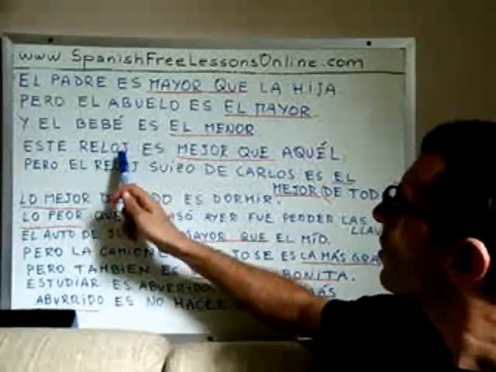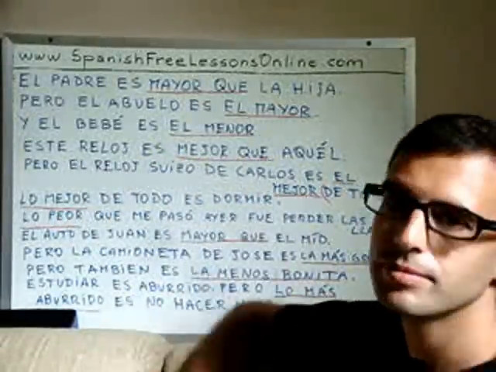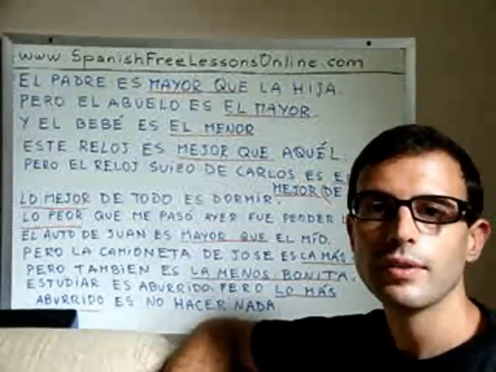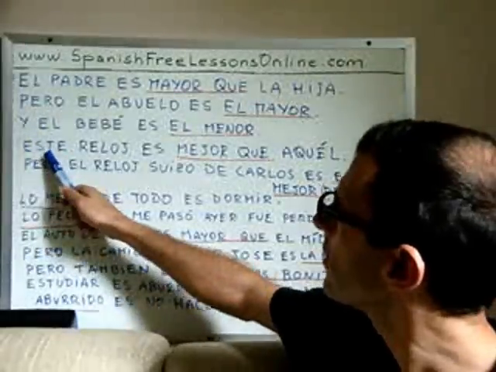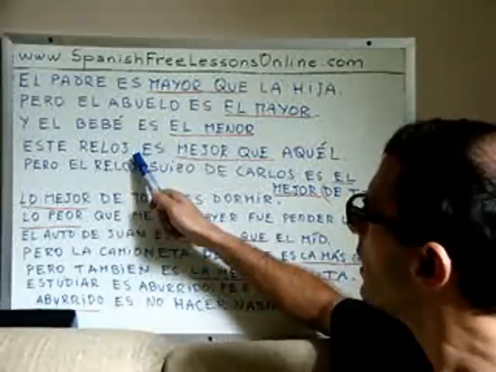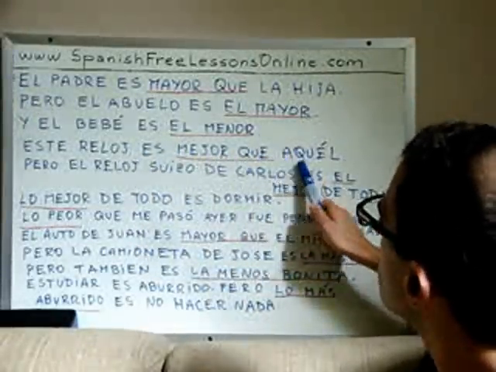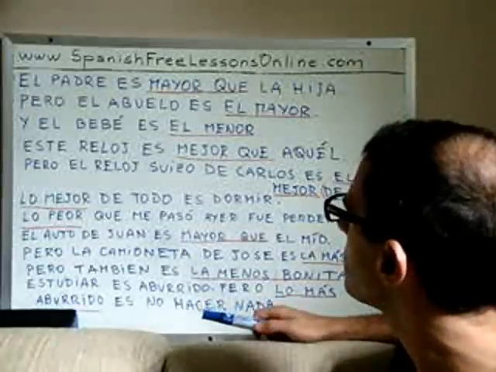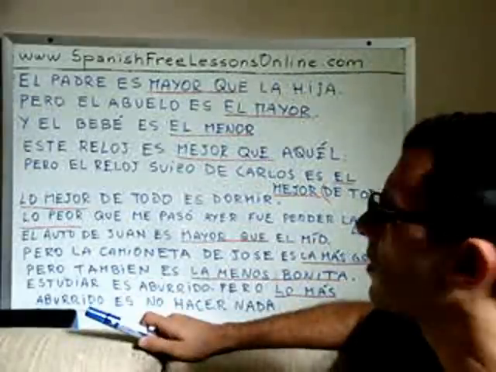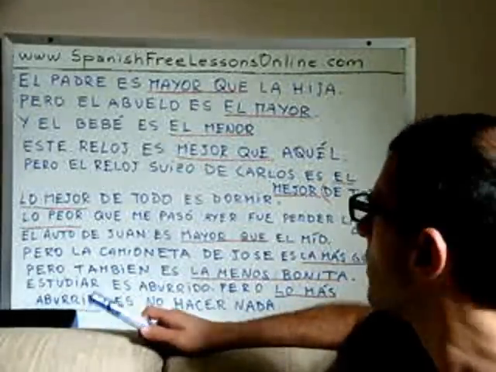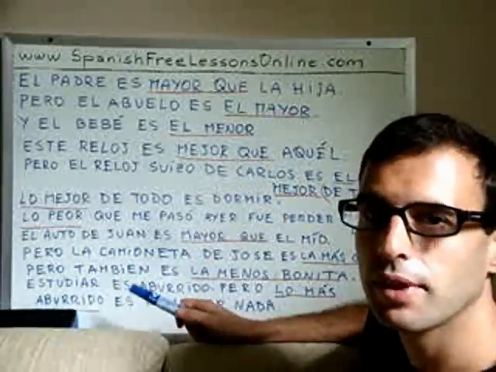Este reloj es mejor que aquel. This means this watch is better than that one. Okay? So we've seen mayor que is older than or bigger than. Mejor que is better than.